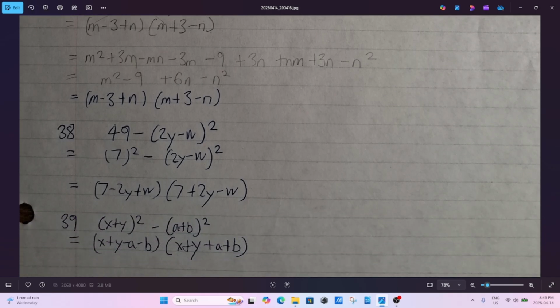Okay, question 38. 49 minus 2y minus w squared. That's equal to 7 squared minus 2y minus w squared. Difference of squares, so we will just use the formula, plug in the variables. The formula is a squared minus b squared is equal to a plus b times a minus b. Same thing for 49, just plug in the variables to that formula.